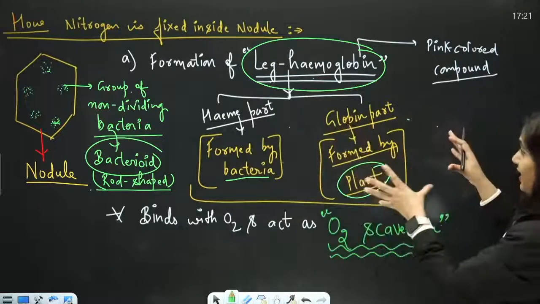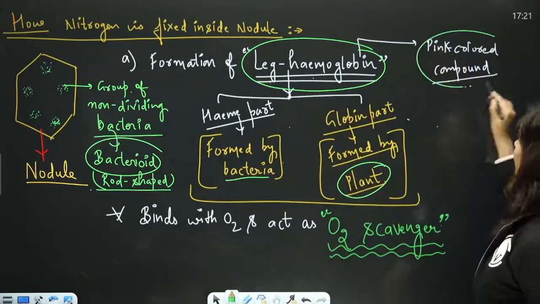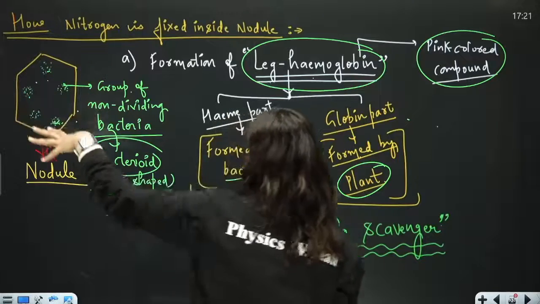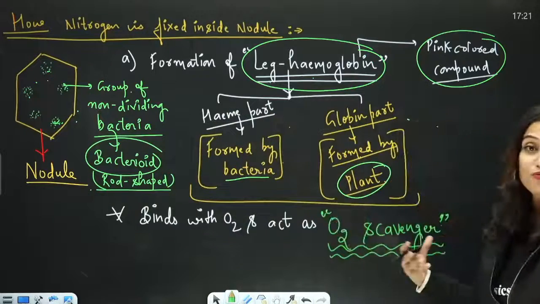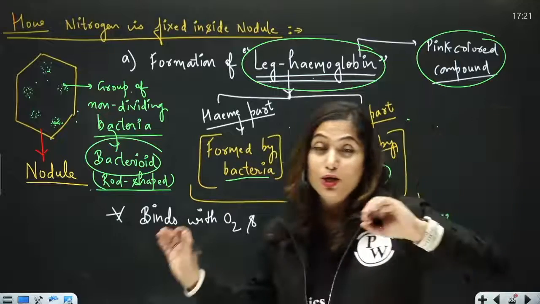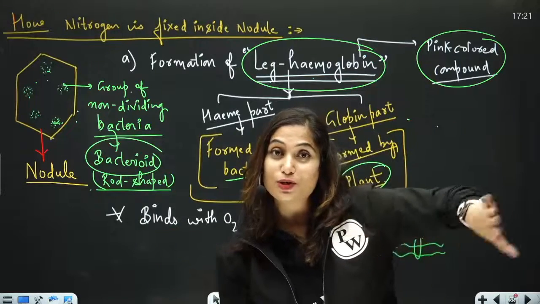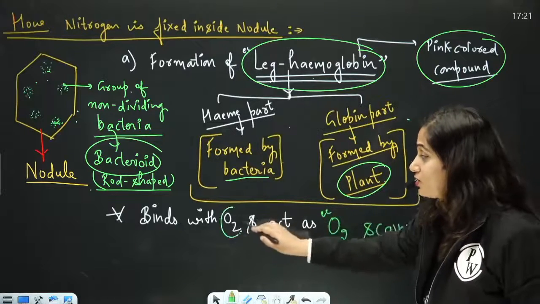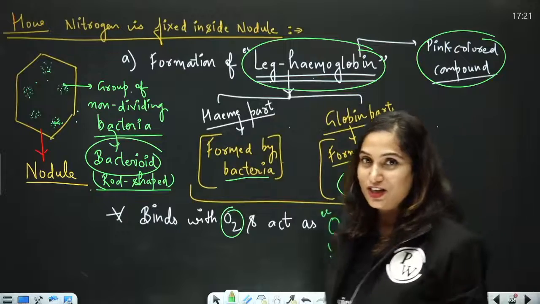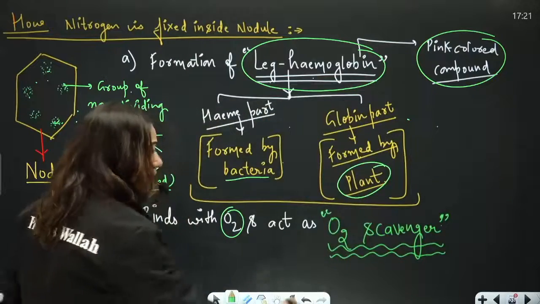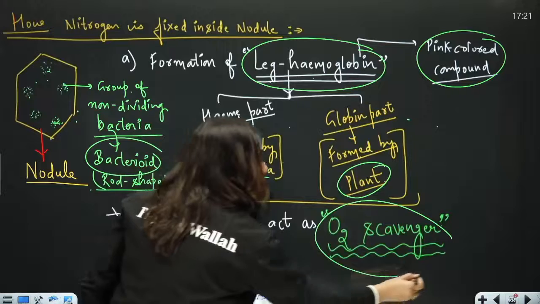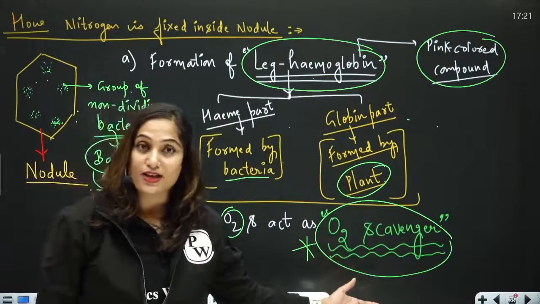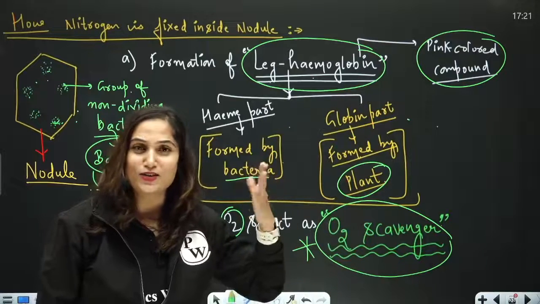So this leg hemoglobin is a pink colored compound which is formed inside the nodules by participation of both bacteria and plant. And what is the function of leg hemoglobin? To clear all the oxygen from the nodule, right? So it binds with all the oxygen present in the nodule, and that is why leg hemoglobin is also called as oxygen scavenger. It is also called as oxygen scavenger because it clears all the oxygen from the nodule.